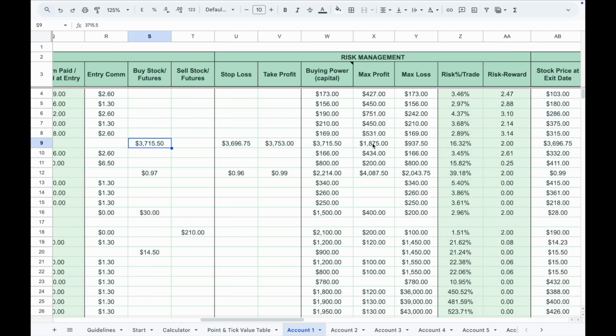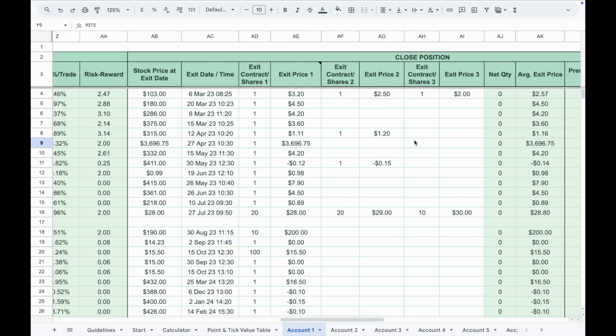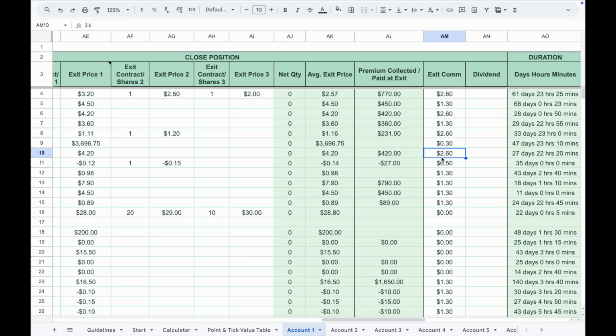In the risk management section, input the stop loss level, take profit level, buying power, maximum profit and maximum loss. After closing the position, input the exit price, exit date and time, and exit position. For multiple exits, you can input up to 3 exit points. Include the commission paid and any dividend received while holding the stock shares.